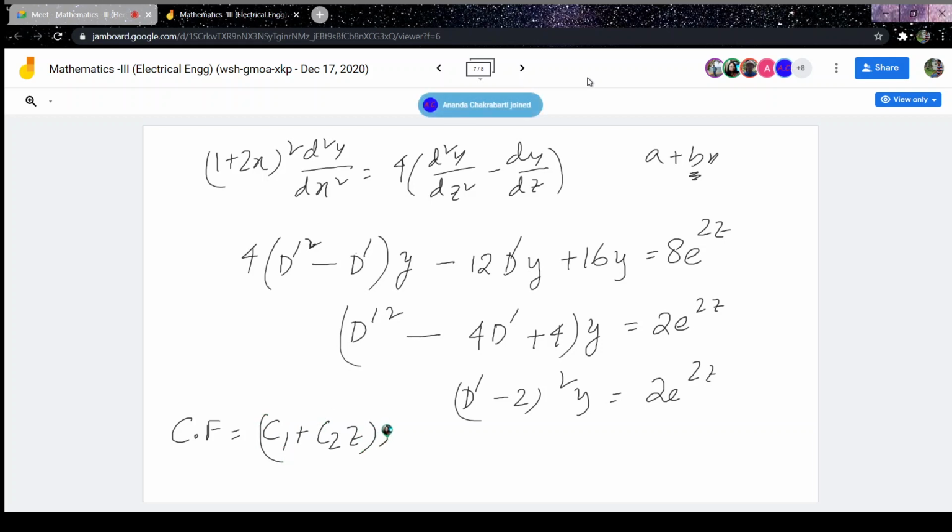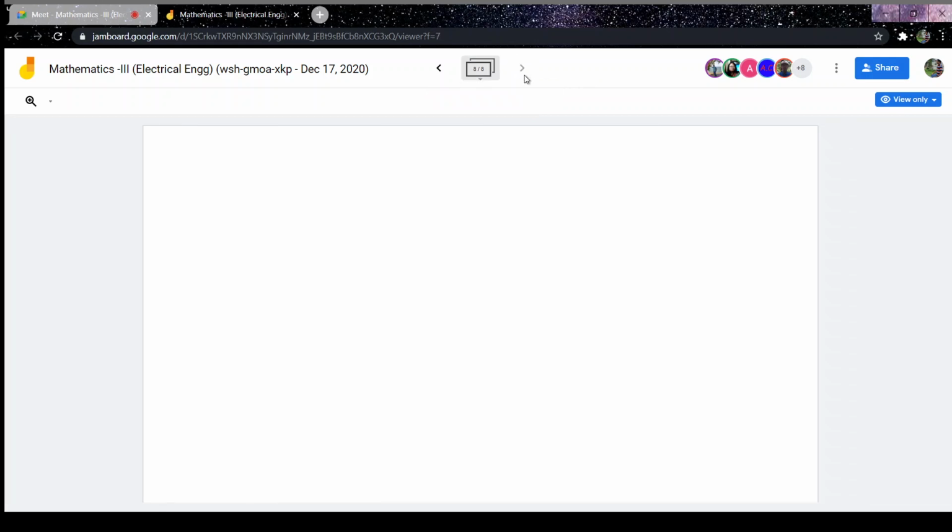e to the power 2z, and just like the previous one, I think we have got this right part, right? e to the power 2z, you have just solved this PI 1 by (d minus 2) whole square 2 e to the power 2z, so you know the solution already. This will be z square e to the power 2z. Okay, and I am not solving it again because you have already solved it in the previous problem. This was z square e to the power 2z.